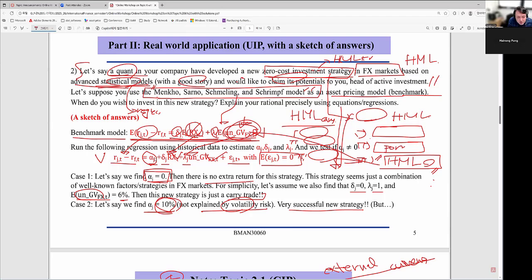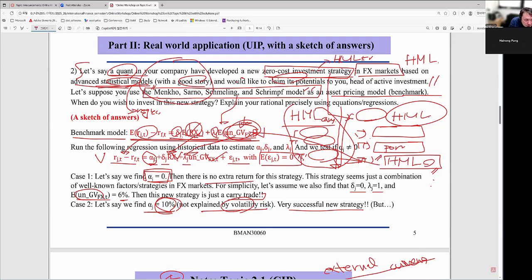If alpha is not equal to 0, then they may say there is something extra you earn, more than what these benchmark models say you should earn. So this is just an application of the whole thing we learned to a new strategy.